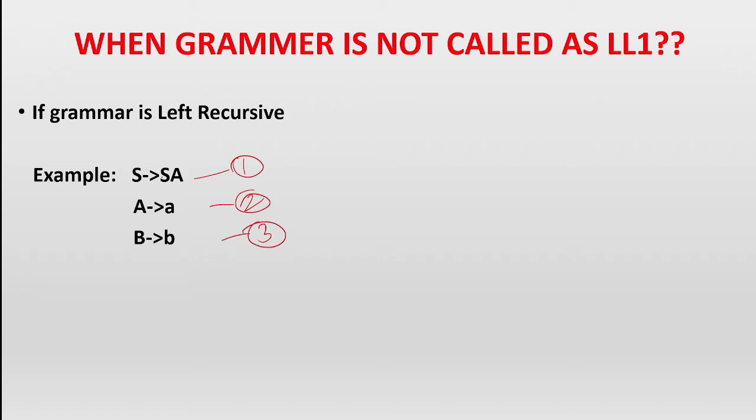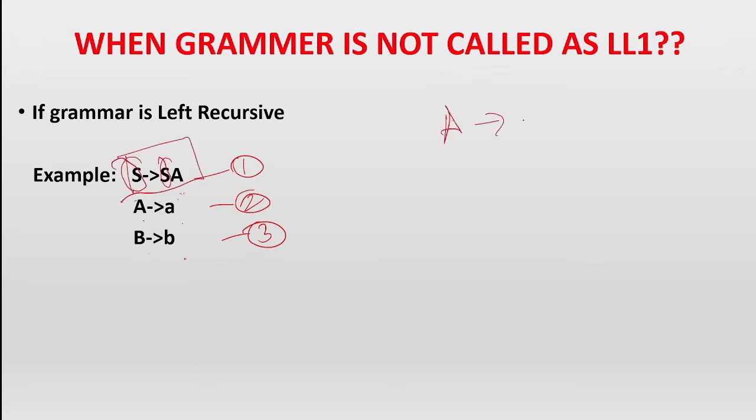The first production is S tends to SA, the second production is A tends to a, and the third production is B tends to b. So the first is the S production, the second is the A production, and the third is the B production. There are 3 productions in our grammar. Now, if you see production number 1, there is a left recursion. What is left recursion? Whatever symbol is on the left hand side of your production, if the same symbol comes at the first place on the right hand side also, then we call it a left recursive production and your grammar becomes left recursive. Even if one production is left recursive, the entire grammar is called left recursive, and you can easily call it not an LL1 grammar.